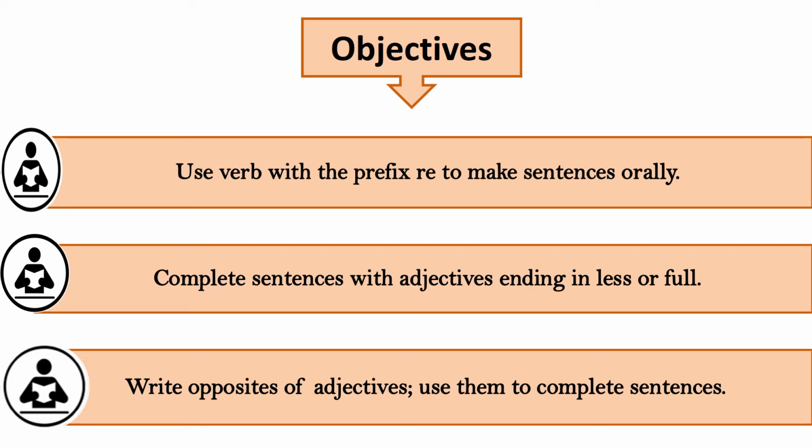In this lesson we are going to use verb with the prefix re to make sentences orally. Complete sentences with adjective ending in less or full. Write opposites of adjective. Use them to complete sentences.